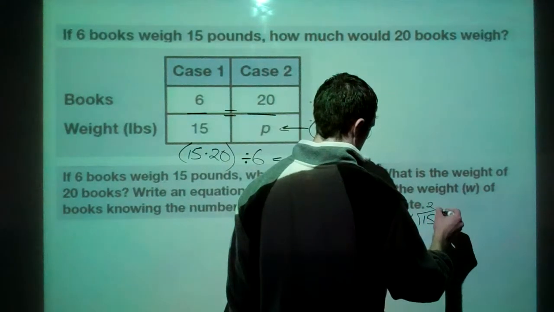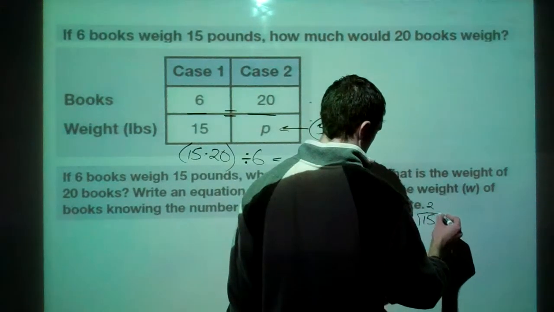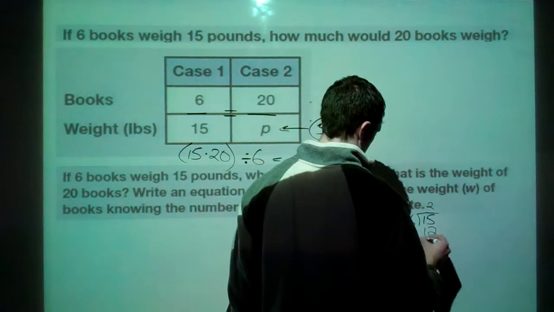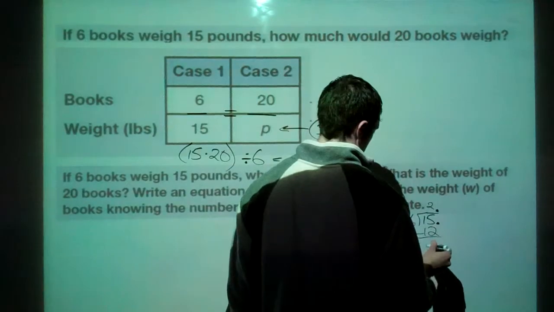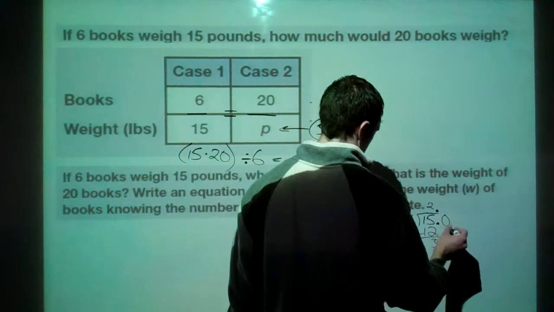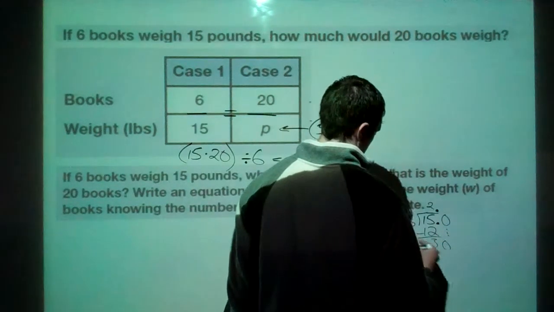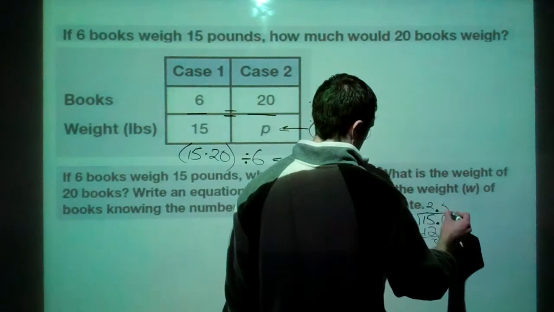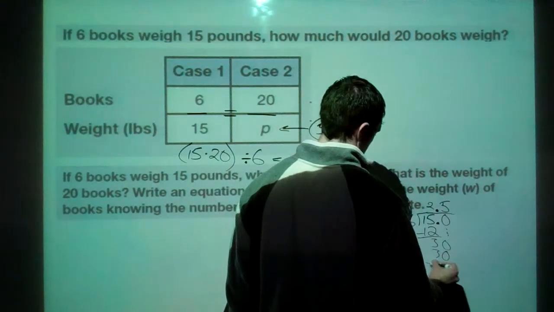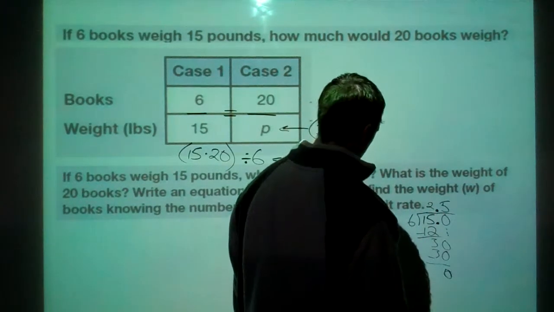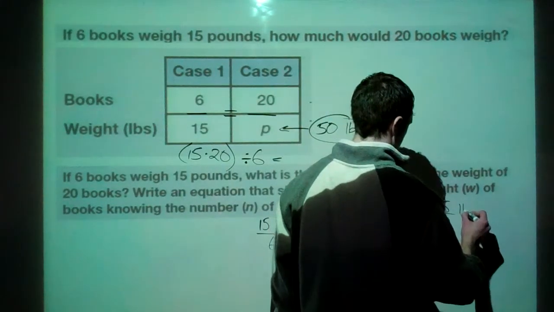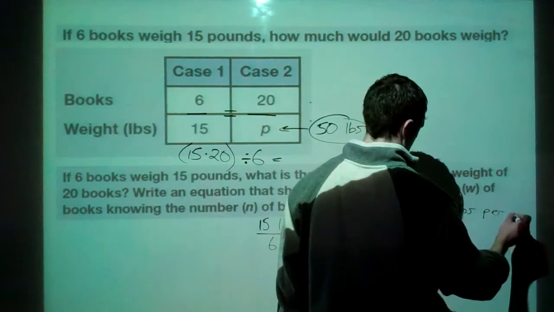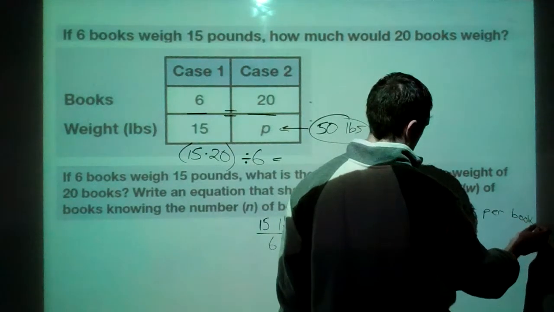6 goes in there twice. 2 times 6 is 12. Subtract, we'll add our decimal. Add a decimal there. Subtract, add a 0. Drop that. 6 goes into 30 5 times. Subtract. Okay. So 2.5. Okay. 2.5 pounds per book. Alright.